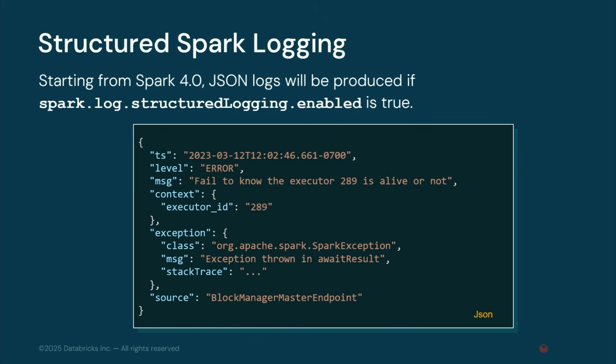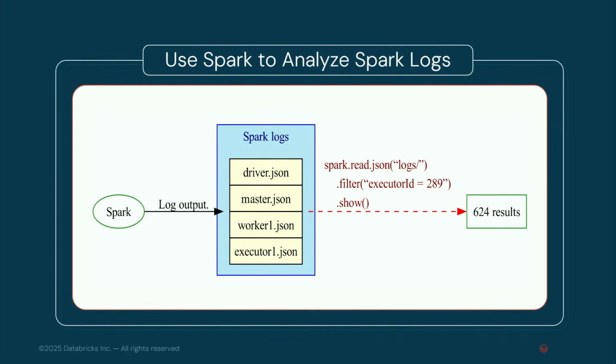And all you need to do is turn on this flag, spark.log.structuredLogging.enabled, and then you just run Spark applications and the log files are in JSON format. With JSON format, Spark can read it natively, right? So now you can use Spark to read your JSON logs and run queries in either DataFrame or SQL or whatever language you want to see the insights from the logs and debug your application.